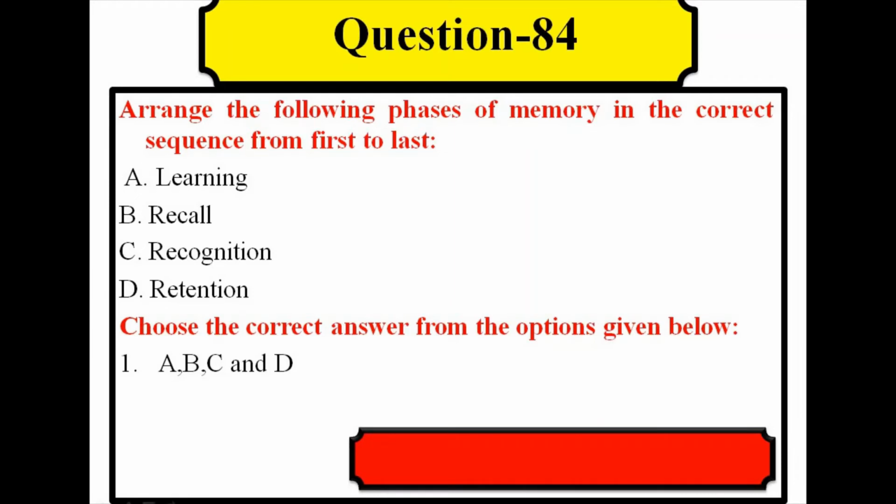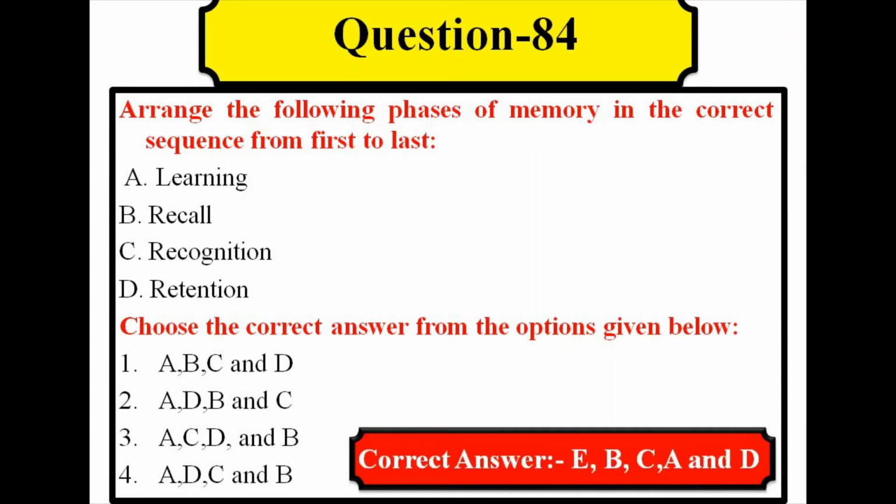A, B, C and D. A, D, B and C. A, C, D and B. A, D, C and B. Correct answer: A, D, C and B.